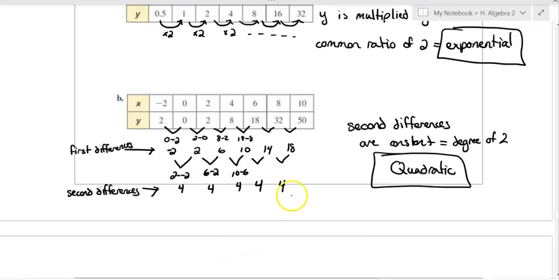Okay, if we didn't get second differences constant, I would do the third differences. If they were the same, that'd be a degree of 3, which is cubic. If they didn't work, I could try the fourth differences. If the fourth differences were constant, then that would be a degree of 4, which is quartic.